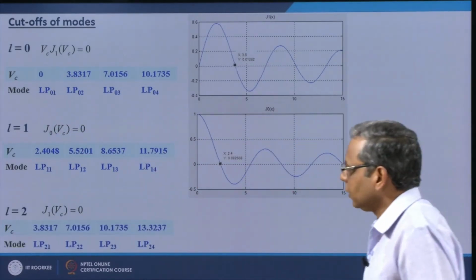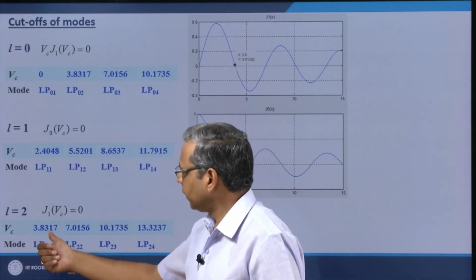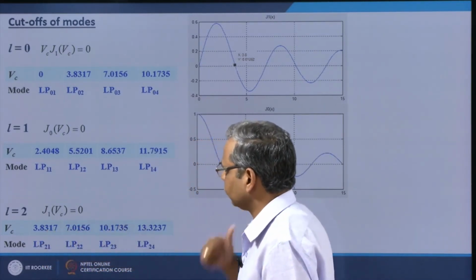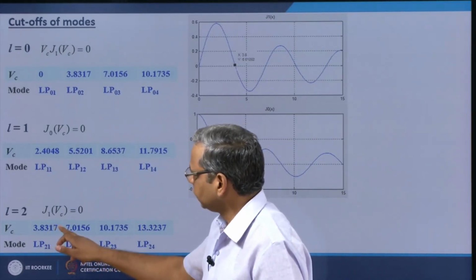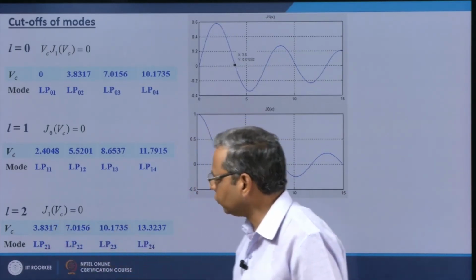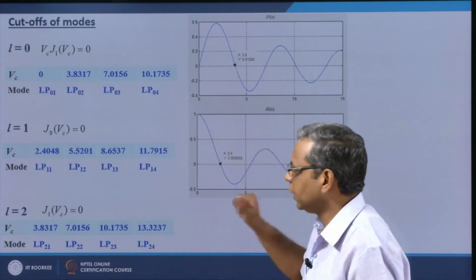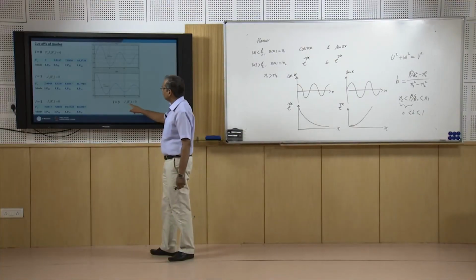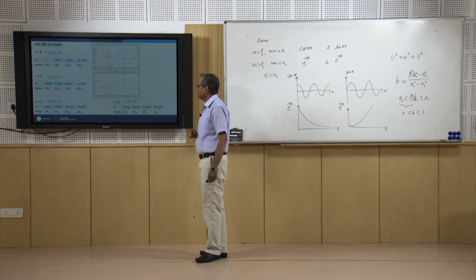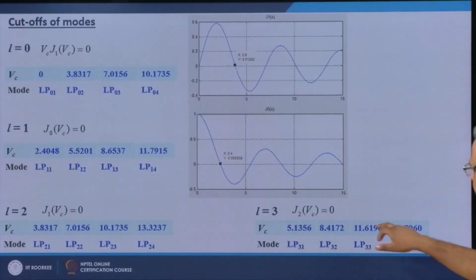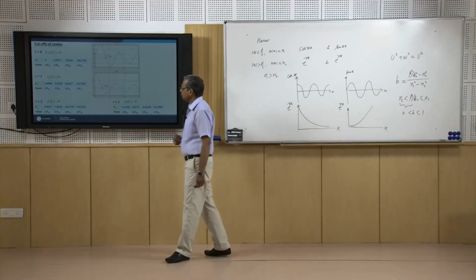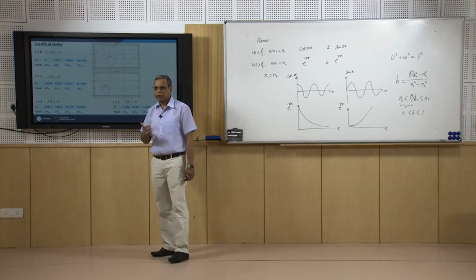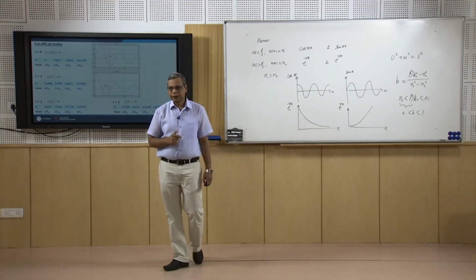So, now the cutoffs are 3.8317, 7.0156 and so on for L is equal to 2 mode. So, this will correspond to M is equal to 1. So, LP21 mode, LP22, LP23, LP24 and so on. L is equal to 3 will give you J2 Vc is equal to 0, and these are the zeros of J2. So, you will have these cutoffs for various L is equal to 3 modes. So, in this way, for whatever value of L I want, I can have the cutoffs.